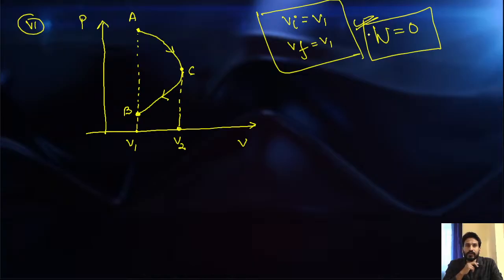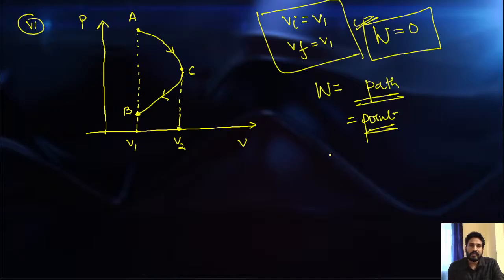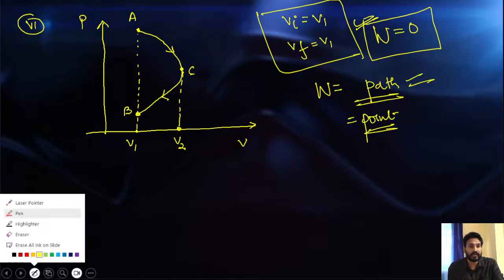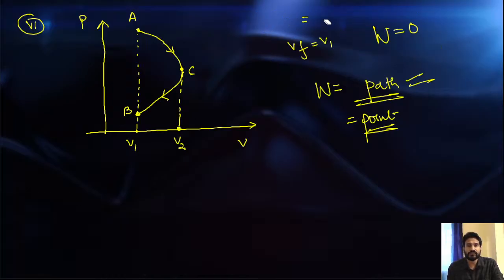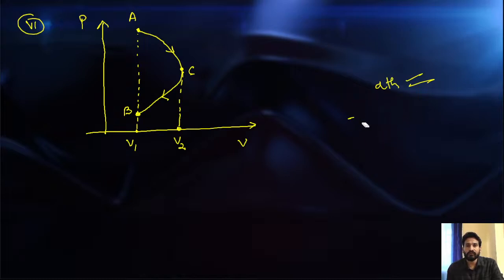But as I told you guys, work done is a path function. It is not a point function. A point function depends upon the initial and final point, but a path function does not depend upon the initial and final point, right? How is it possible, if you are doing a process from A to C and C to B, that the overall volume does not change? Overall volume will change.